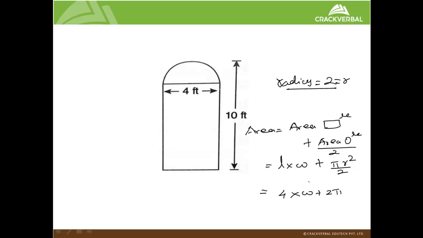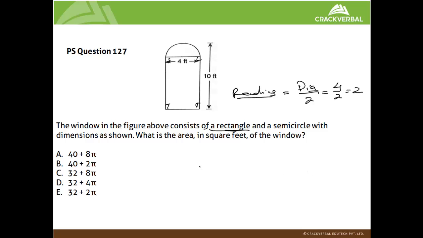But if you look at it, only two answer choices have 2 pi plus something. The area of the rectangle cannot have pi, so it's always going to be a whole number here. So we can eliminate answer choice A, which is 8 pi, C also 8 pi, and also D, which says 4 pi. Either it has to be 40 plus 2 pi or 32 plus 2 pi.